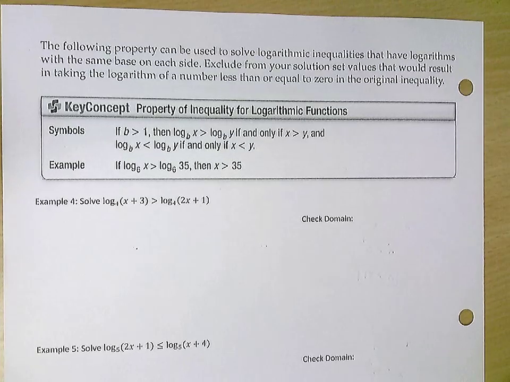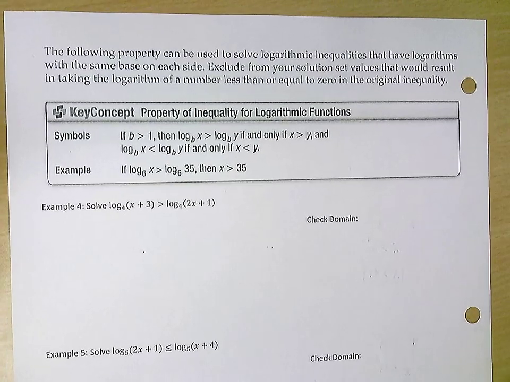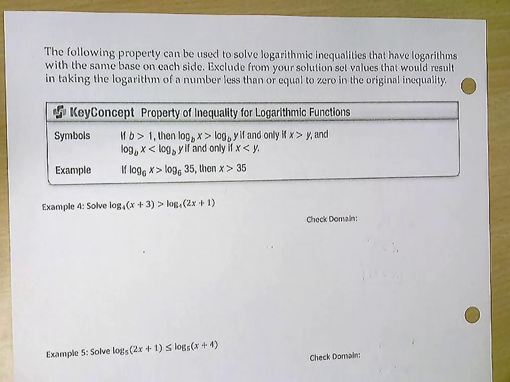All right, looking at the back then, the following property can be used to solve logarithmic inequalities that have logarithms with the same base on each side. Exclude from your solution set values that would result in taking the logarithm of a number less than or equal to 0 in the original inequality. So we do have to check our domain for these problems.